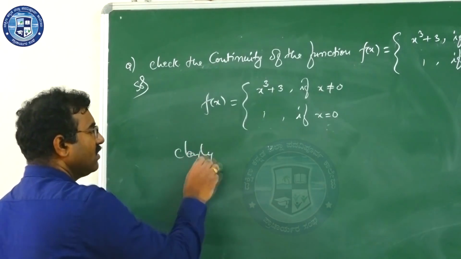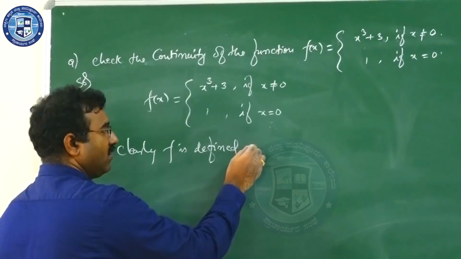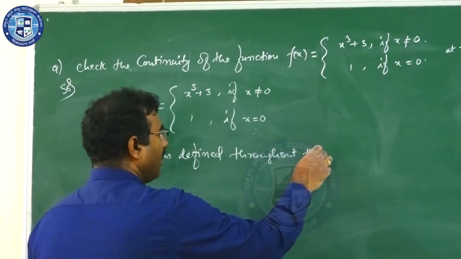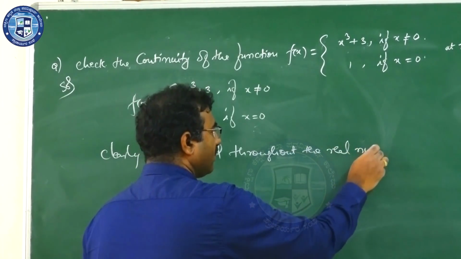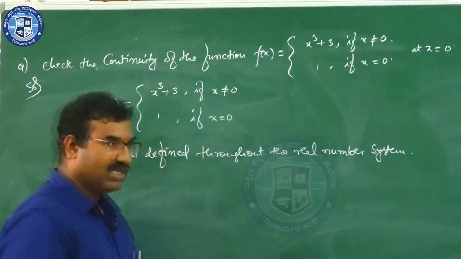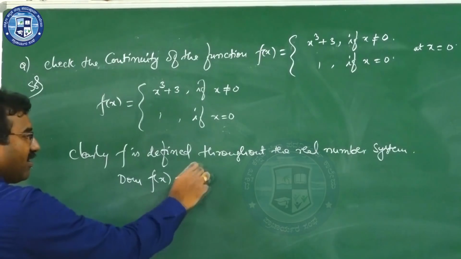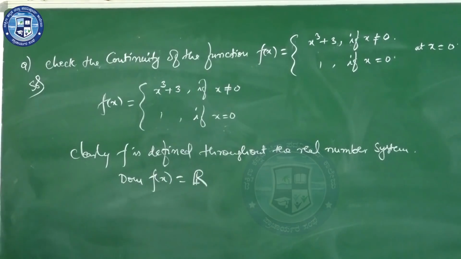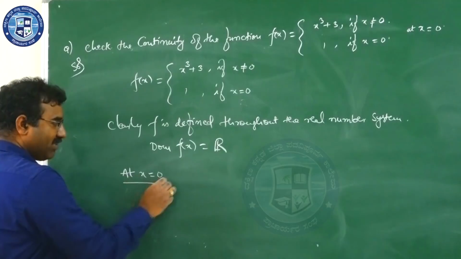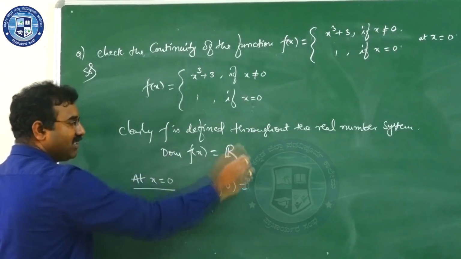Clearly, f is defined throughout the real number system. So, what is the domain of this function? Domain of f(x) is R. Now, at x equal to 0 we are working. So, what is f of 0? They have mentioned clearly, f of 0 is 1.